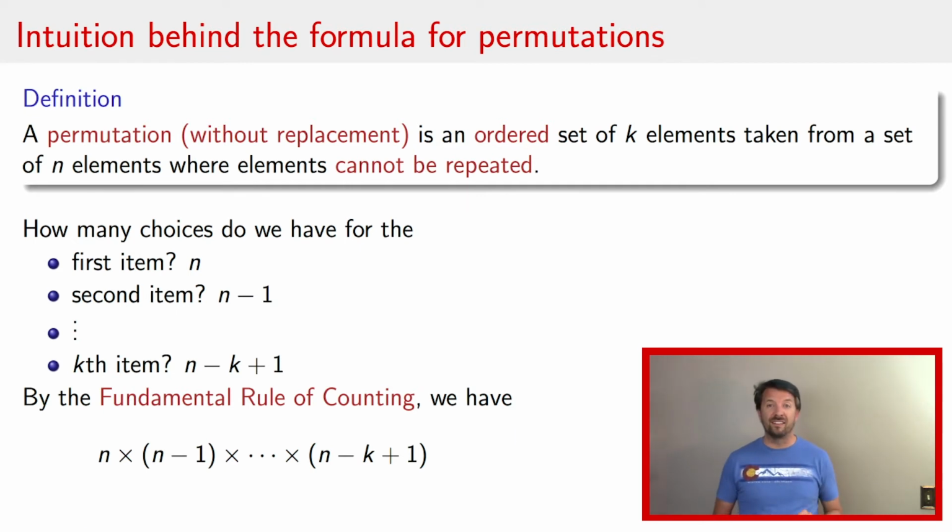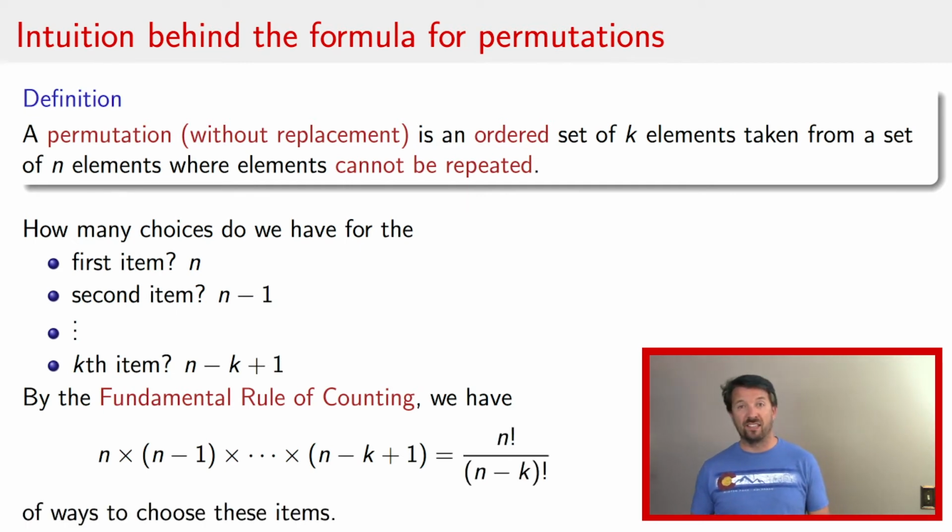We can write this as n factorial divided by n minus k factorial. As a quick reminder, a factorial is just a multiplication of that integer times 1 less than that integer times 1 less than that integer. So the numerator, for instance, is n times n-1 times n-2 times n-3 all the way down to times 2 times 1. And the denominator is n minus k times n minus k minus 1 times n minus k minus 2 times all the way down to 2 times 1. And so that is our formula for permutations without replacement, or simply permutations.